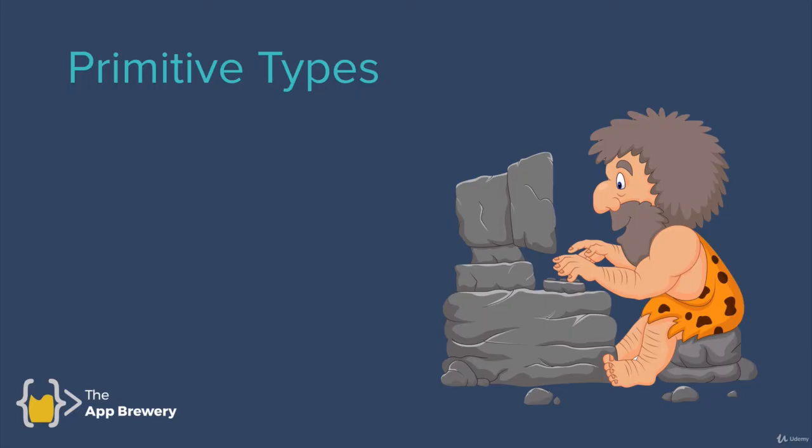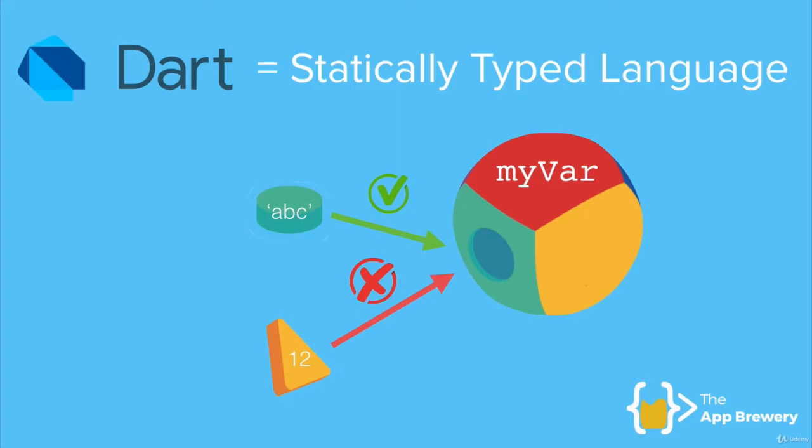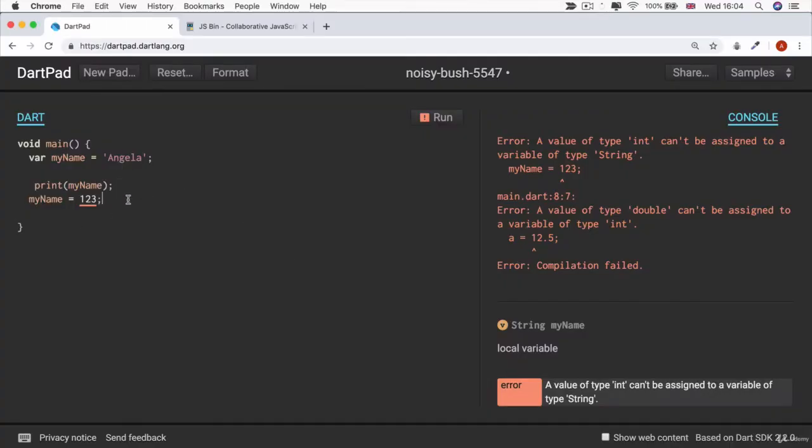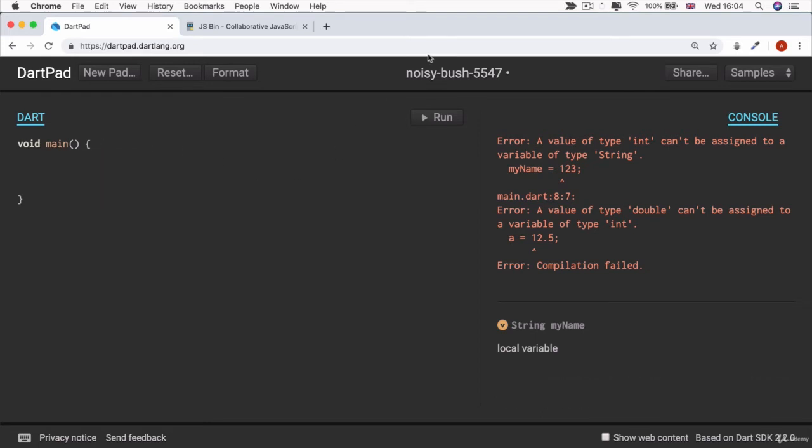Coming back to this idea of Dart being a statically typed language, it means that at the point when we create the variable, it will get a data type. And at a later date, we can change what's stored inside the variable as long as we don't change the data type. Heading back into our Dartpad, let's delete everything inside our main function. And this time, let's create some other variables.